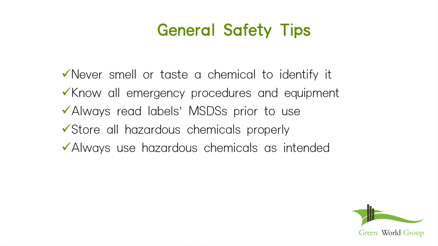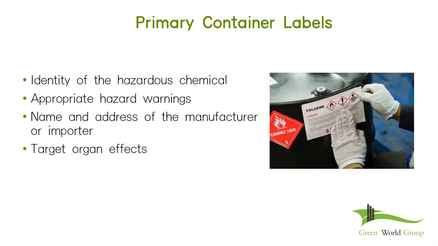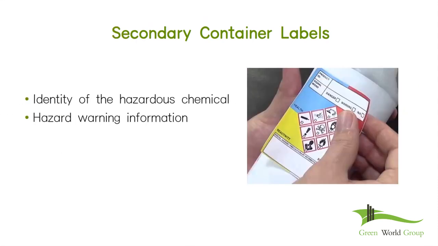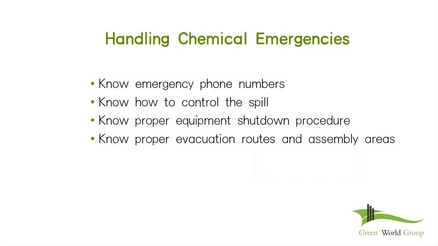The next topic is primary container labels: identity of the hazardous chemical, appropriate hazard warnings, name and address of the manufacturer or importer, target organ effects. The next topic is secondary container labels: identity of the hazardous chemical, hazard warning information.